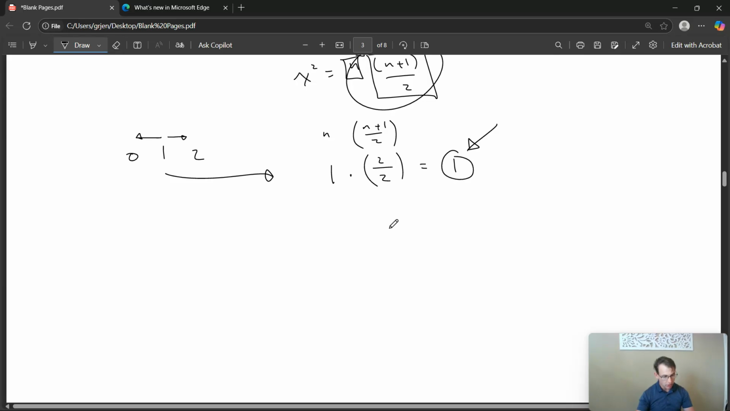Or I could have 1 and I could have 0 divided by 2, and that would also give me 0, which is both a triangle and a square. In fact, these are the first two numbers that are both squares and triangles, and we think of them as the trivial ones.